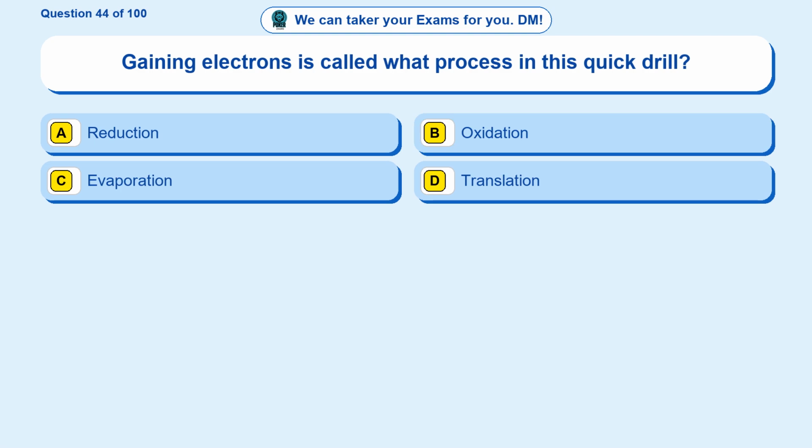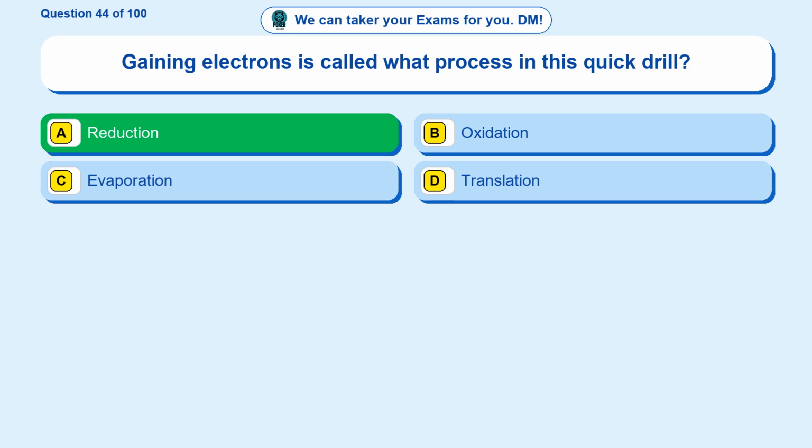Question 44. Gaining electrons is called what process in this quick drill? Option A, reduction. Option B, oxidation. Option C, evaporation. Option D, translation. The correct answer is option A.